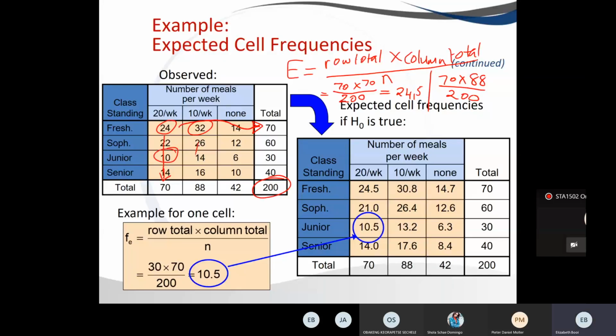For junior 10, to calculate the expected value for 10, it will be 30 multiplied by 70 divided by 200. And you complete the whole table, and you will notice that I've already completed it. And there are my expected values: 24.5, 30.8, 14.7, up until 8.4. And those are my expected values that I'm going to use on the test statistic formula.